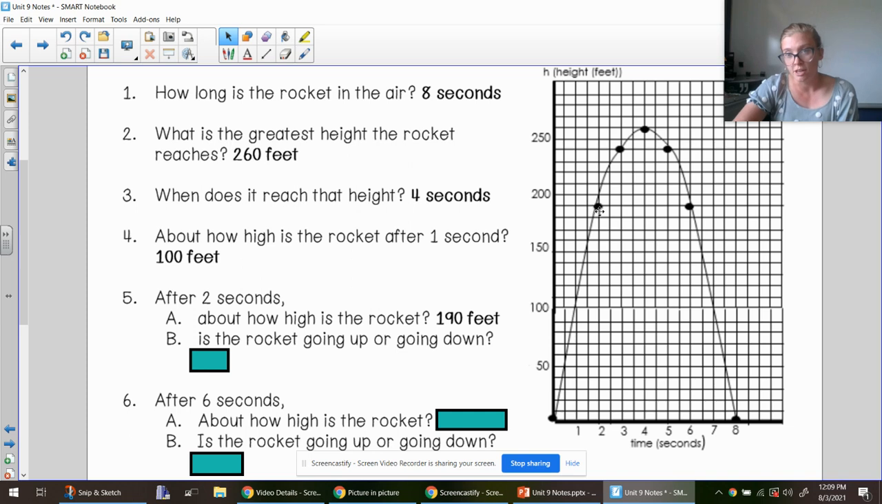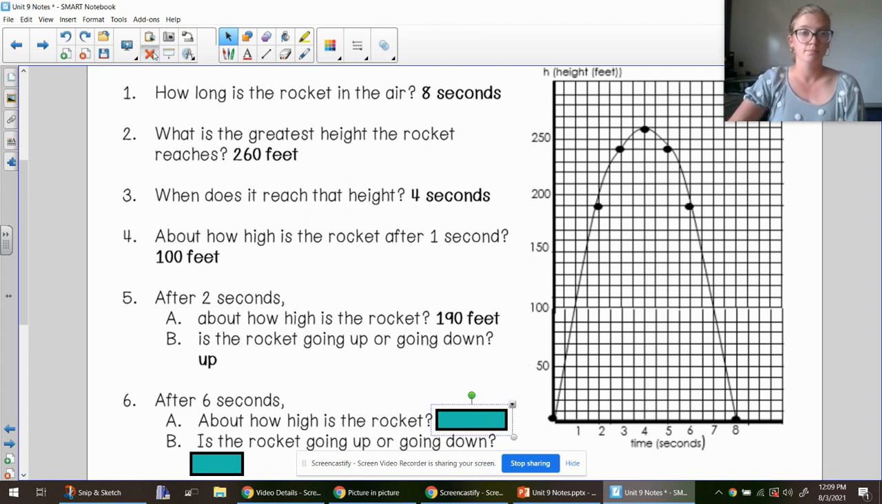At this point, is the rocket going up or down? Well, let's think about what's happening with the rocket. It's going to start on the ground, and it's going to get shot off, and then land 8 seconds later. So at 2 seconds, the rocket's still going up. After 6 seconds, let's find out how high the rocket is. It's also 190 feet. But at this point, the rocket is going down.